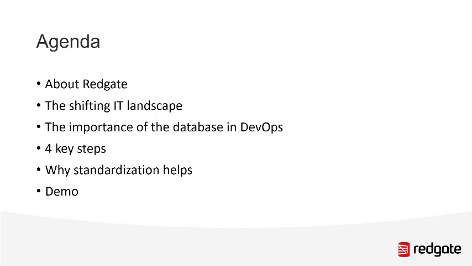So today I'm going to talk to you about the 4 key steps towards standardization and how that can help with DevOps. First we'll talk a little bit about Redgate and the shifting IT landscape, how that's really challenging development in companies, how things are changing, and it's just making things a little more difficult. The importance of database in DevOps. So the database is often left out of DevOps for a lot of reasons, and we'll talk quite a bit about that. I'll go over those 4 key steps and why standardization helps, and then finally I'll demo a couple of our products that can help you achieve these 4 steps.